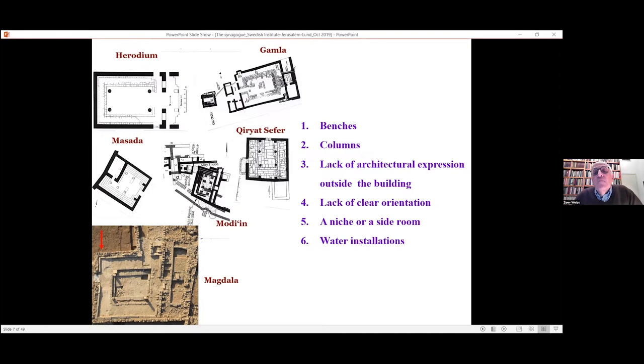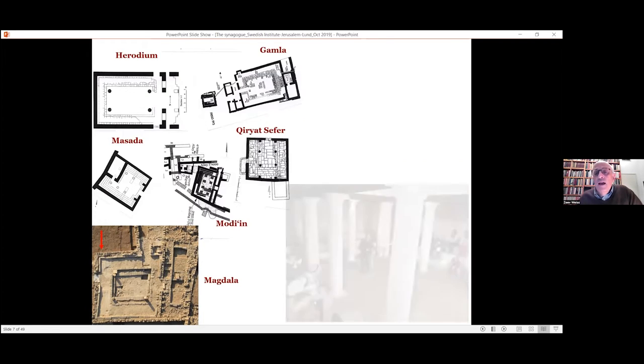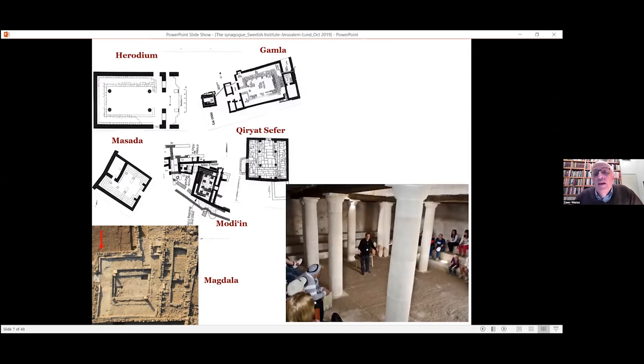Some buildings also contain a water installation, be it a ritual bath like at Gamla. It also exists in Herodium, along with other elements that are hard to define, but are connected with water. Here is a nice example of such a building. It's a new building, but constructed to imitate those late Second Temple period synagogues.